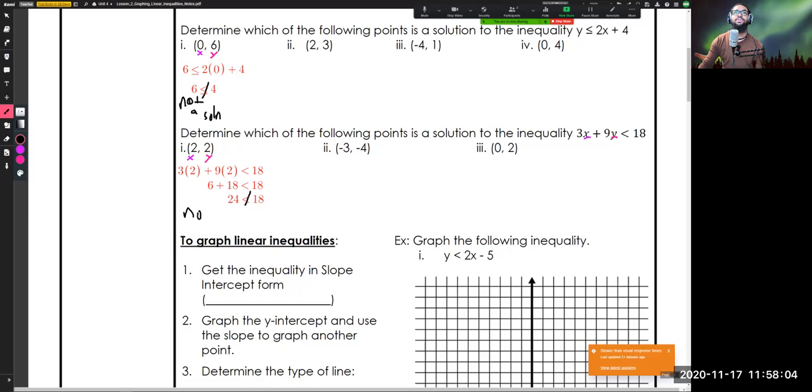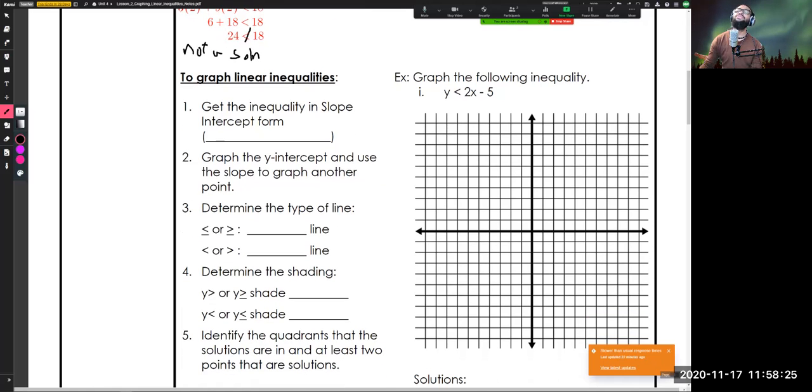No, or not a solution. I should just type it out. I don't know why I decided to write it. All right. So now we know how to check whether a point is a solution or not to an inequality. Let's move on to this next step.